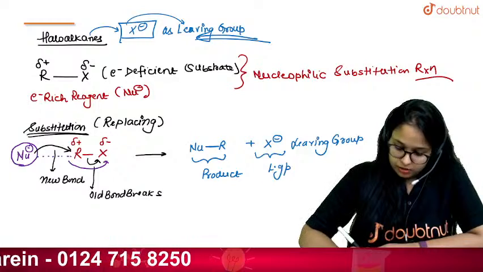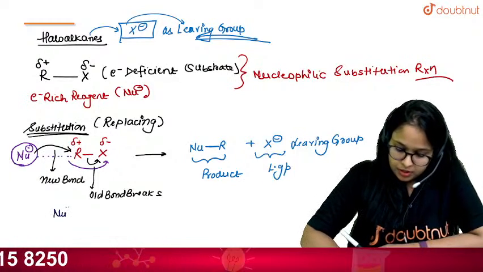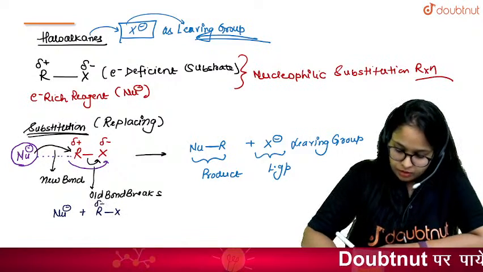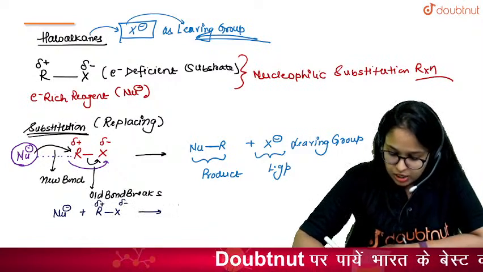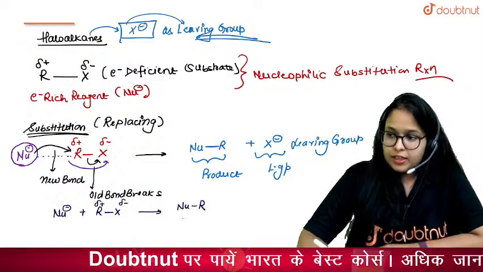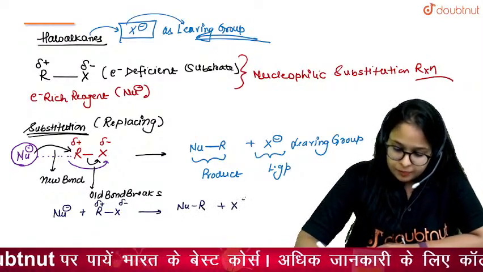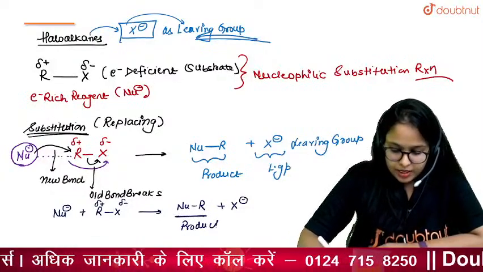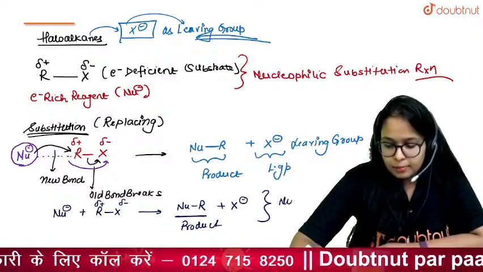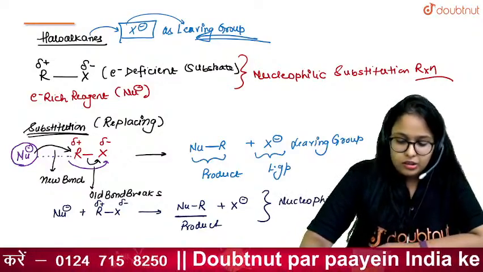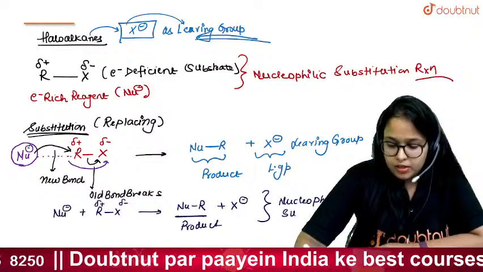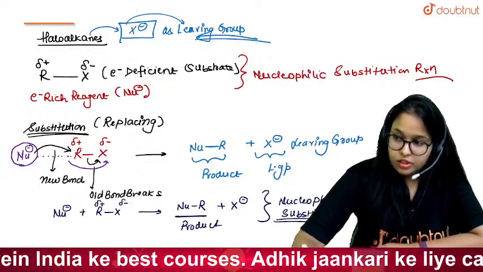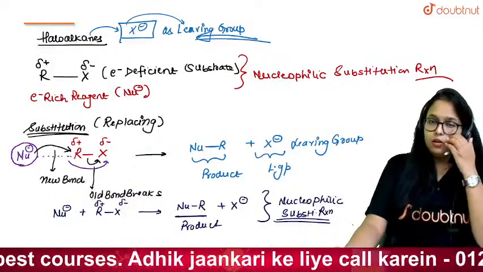represented in this manner. We have a nucleophile that attacks the alkyl part of the haloalkane because it is positively charged. A new bond between the nucleophile and the alkyl part is formed, and X leaves as a leaving group. This is the final product. And this is how a nucleophilic substitution reaction is generally represented in organic chemistry.